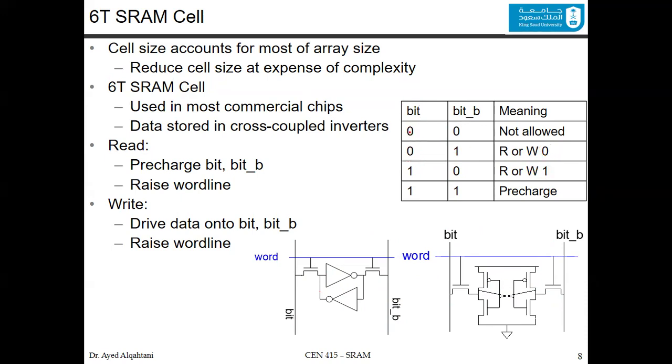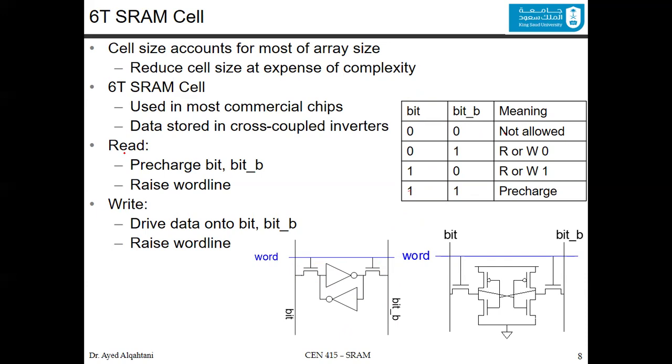In case of 0, 0, we will never allow it. So it is not allowed. And we will make sure that these two vertical lines will never have a 0 and 0. The 1, 1, if you have 1 here and 1 here, then this means that you are pre-charging the lines. So the lines will be pre-charged at one time and evaluated at another time. And we talked about this when we talked about the dynamic logic, the domino, and so on.